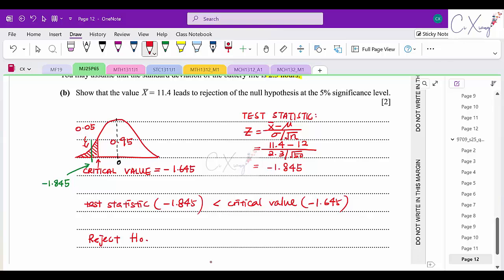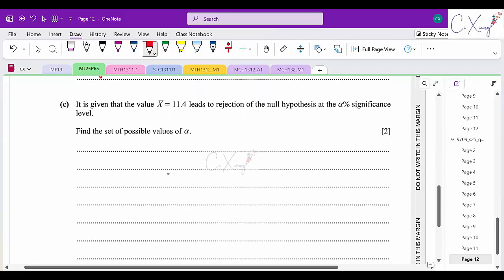Okay? So you have to show them the detail of how you carry out the test, although they have already given you the result. You need to show that the result is actually to reject the null hypothesis. Then let's have a look at question C. It is given that this sample mean leads to rejection of the null hypothesis at the alpha percent significance level. Find the set of possible values of alpha.